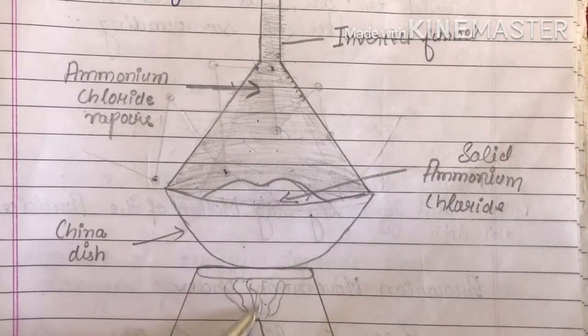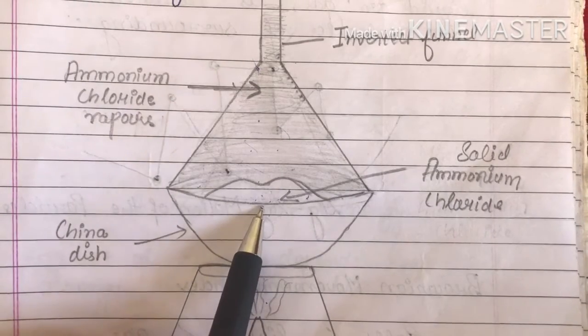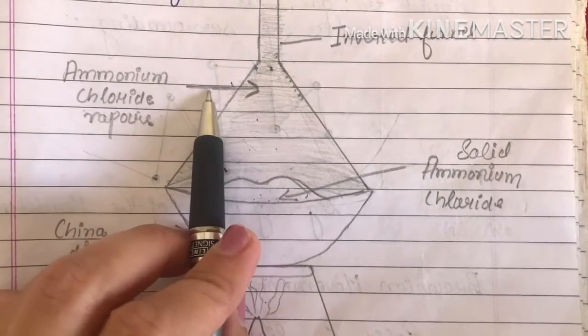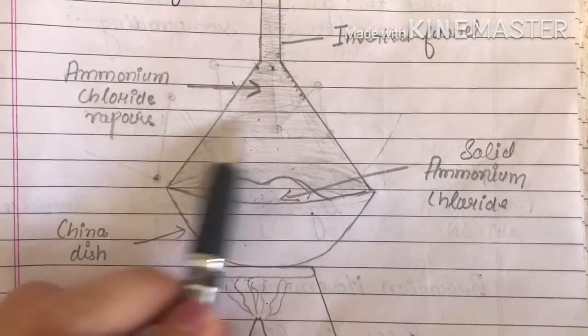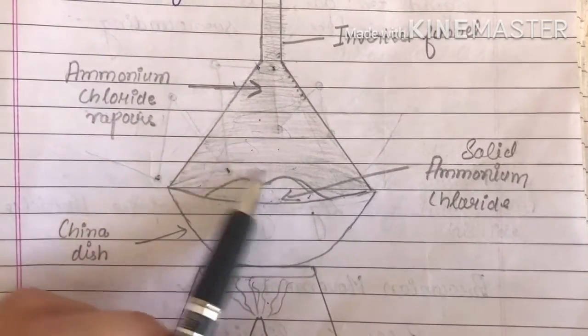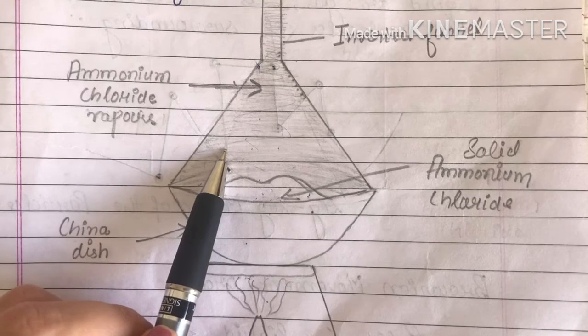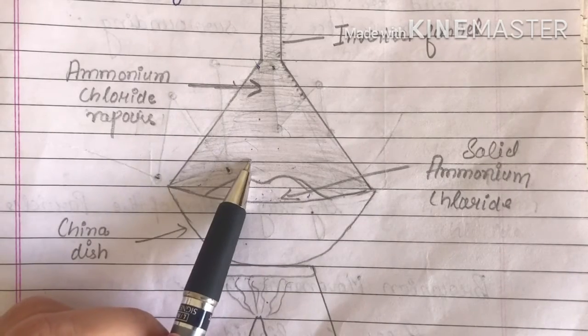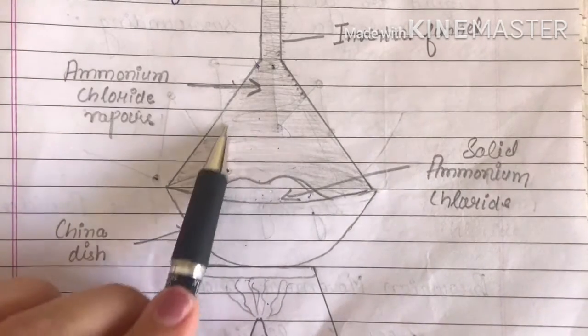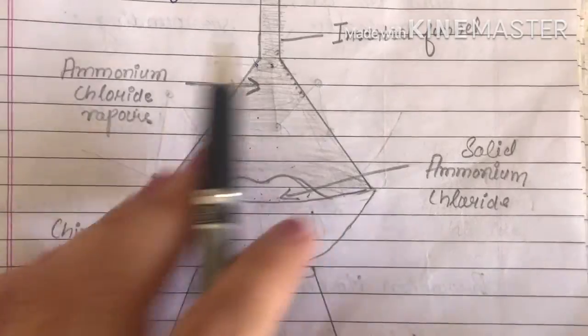So after heating, what will happen? The solid ammonium chloride changes into ammonium chloride vapor. These are the vapors of ammonium chloride. So this is the process of sublimation, in which the solid changes into the vapor state without passing through the liquid.